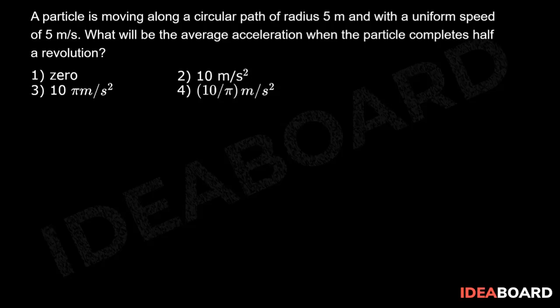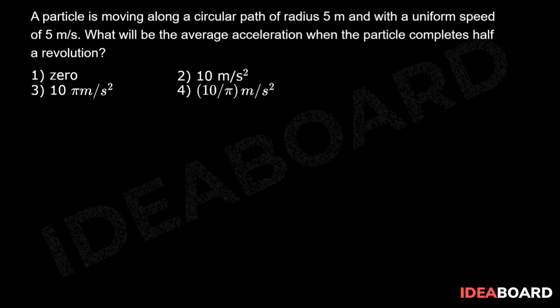A particle is moving along a circular path of radius 5 meter and with a uniform speed of 5 meter per second. What will be the average acceleration when the particle completes half a revolution? So now let us analyze the situation.